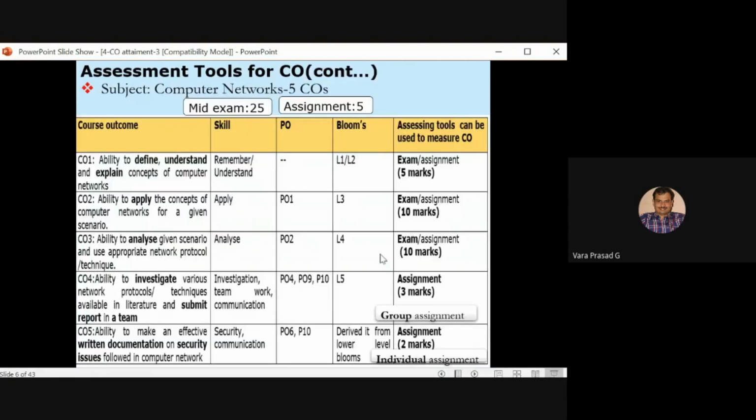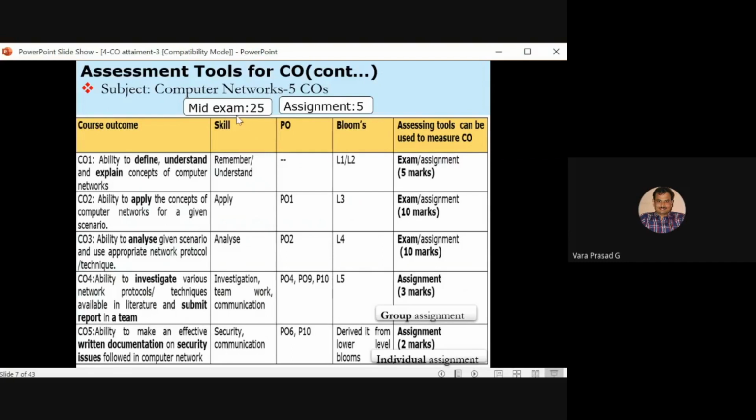Now, I'm assuming that there is a subject called computer network. This faculty has written 5 course outcomes, for example CO1, CO2, CO3, CO4, CO5. In the previous class yesterday, I already talked about how to write the course outcomes. For the remember and understanding level, we wrote one CO and mapped it to Bloom's level 1, level 2. And you can use either exam or assignment as assessment tools in order to calculate this particular CO.